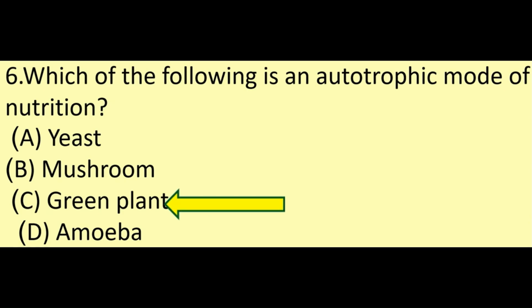Why is green plants the answer? Green plants is the answer because green plants are having chlorophyll, whereas yeast and mushroom, they are fungi. Amoeba is a protozoa, so they cannot prepare their own food. So autotroph means among the list of organisms given, it's a green plant. So that's the answer.